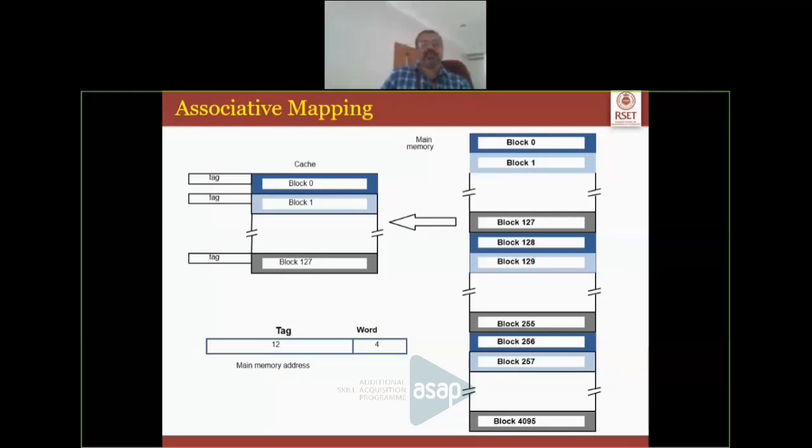Now we have explained associative mapping, the advantages and disadvantages. The main disadvantage is, if the processor needs some data, the processor has to check the entire blocks to find out whether it is there or not. The advantage is, if there is any location vacant in cache memory, and if the processor asks for something which is not there in the cache, that will be loaded from the main memory to the cache memory in whichever block is free. Right?